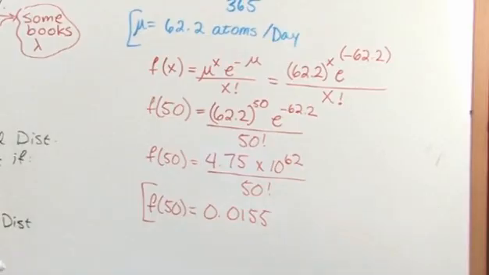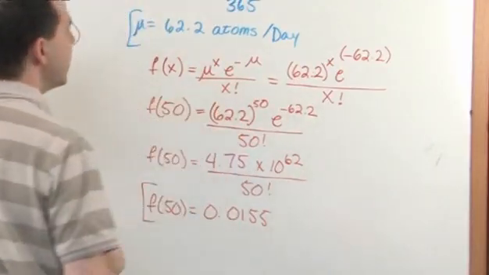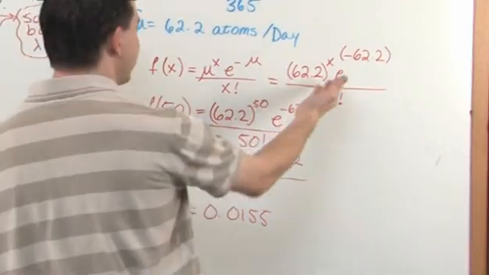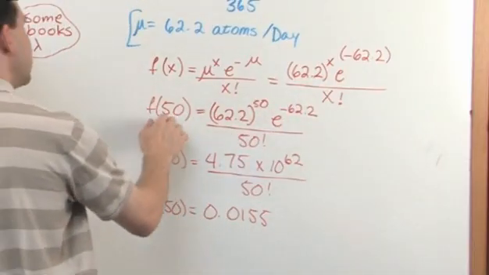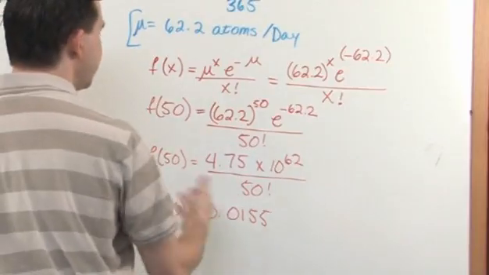So what we did is we had a problem where we were given the information to calculate the average number of decays per day. All the Poisson problems are really going to be like that, so you'll have to calculate mu. Once you know mu, that's all you need to identify what the probability distribution function is going to look like, which is this. After that, we were interested in the probability that 50 of these things decay in a day, so we plugged in 50, we get the answer.